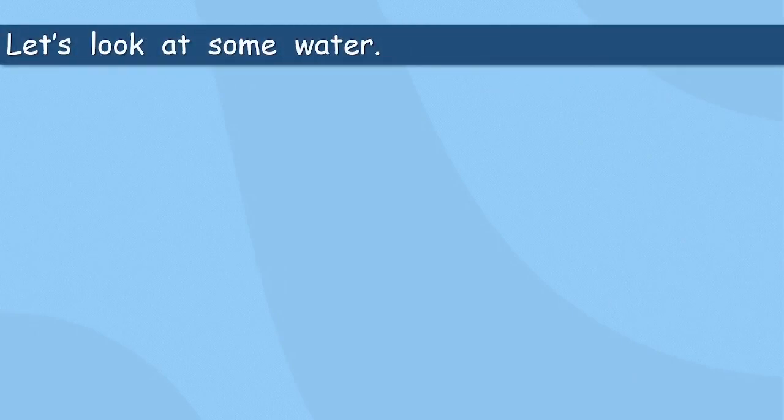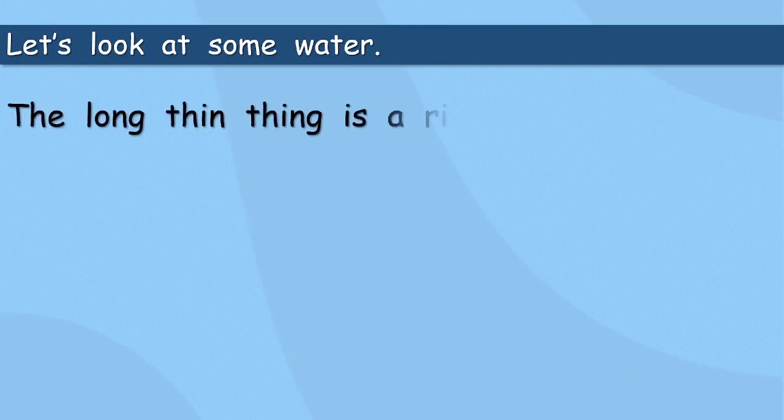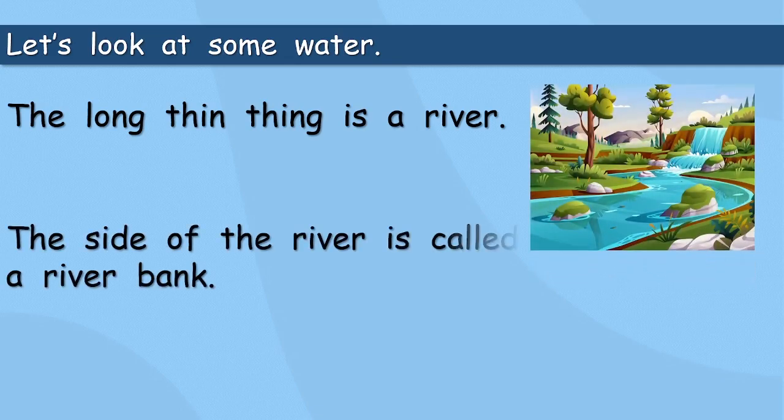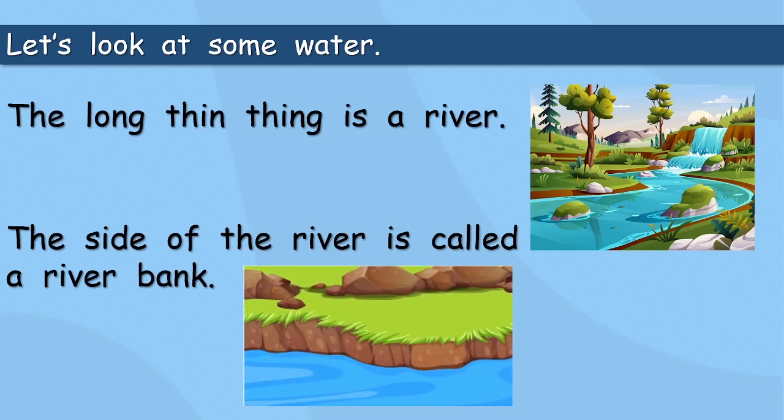What about water? We looked very carefully at water. The long, thin thing is a river. The side of the river is called a river bank. The riverbank is very important. If the water goes above the riverbank, we have a flood, and that's not good. Also, we have to be careful around the riverbank. It can be very slippery.